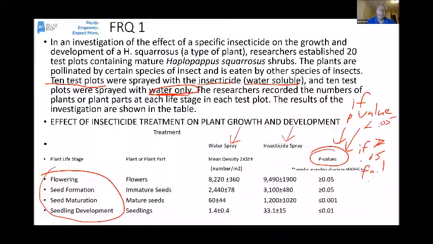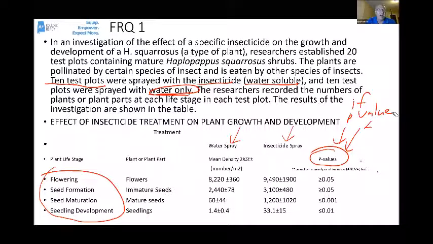Now, here's what that means. If your p-value is less than 0.05, that means there's less than a 5% chance that the differences between your two groups are due to chance. If p is greater than 0.05, that means there's a 5% or greater chance that the differences are due to chance. And that's not where we want to go.